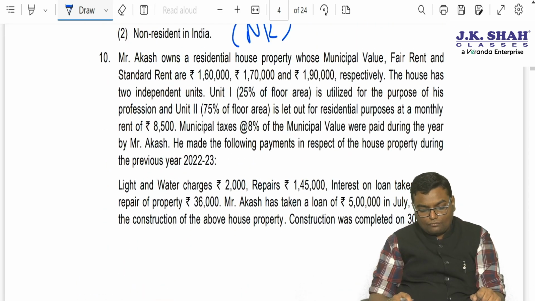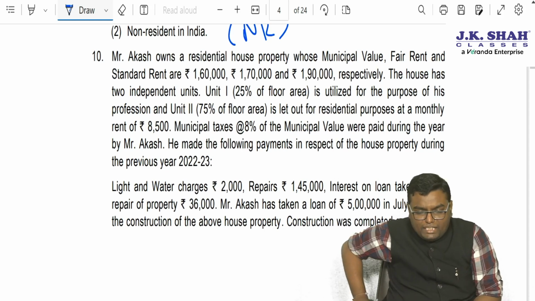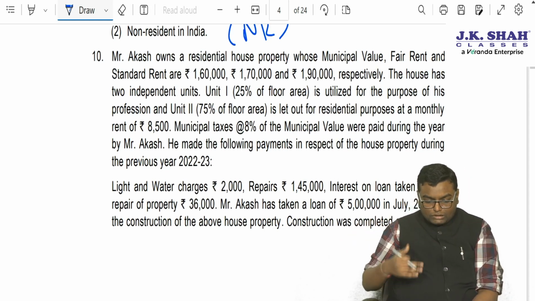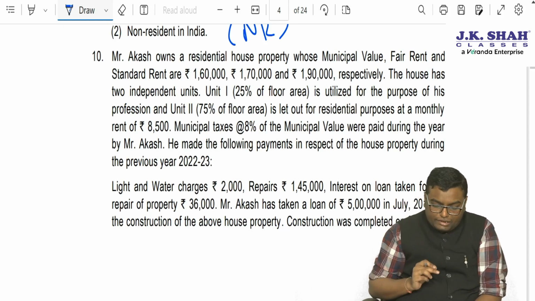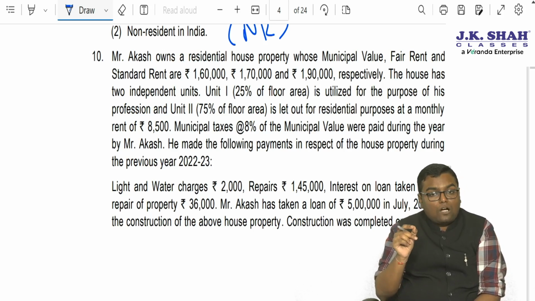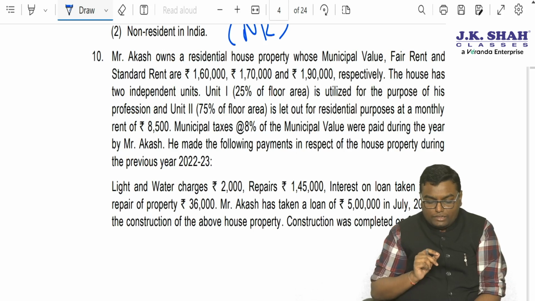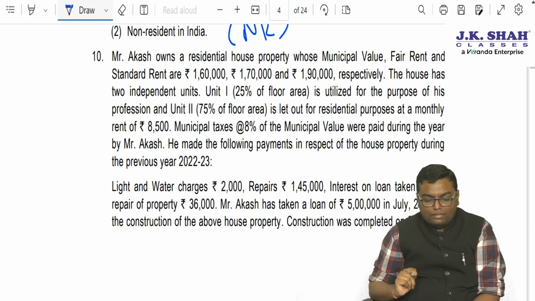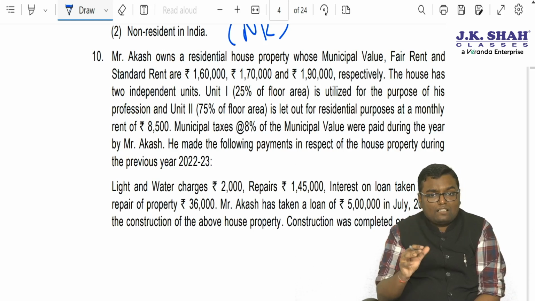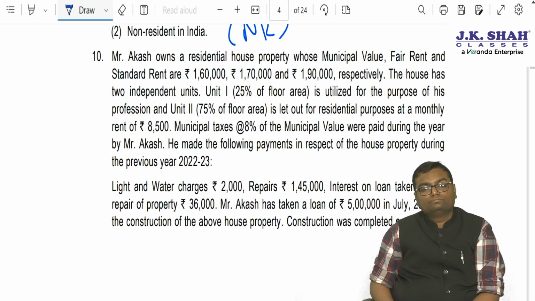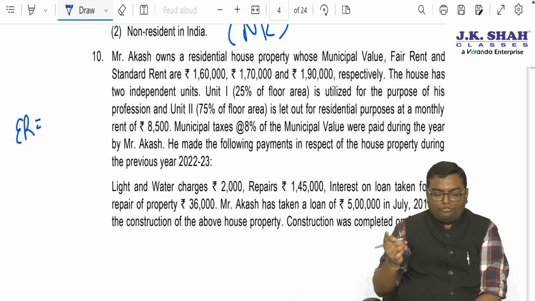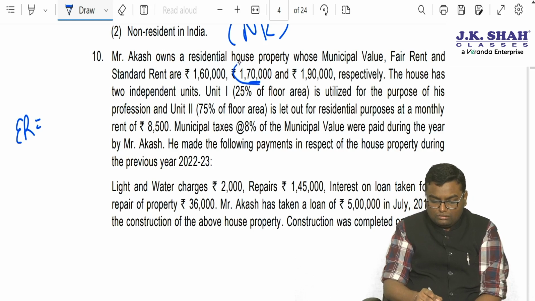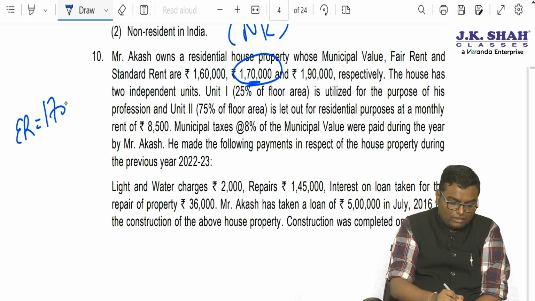Question number 10. Yes, a good question on house property with PGBP. Let us read the question peacefully first of all. Mr. Akash owns a residential house property whose municipal value, fair rent and standard rent are 1,60,000, 1,70,000 and 1,90,000 respectively. What will be the expected rent of the entire property? Municipal value or fair rent, whichever is higher, 1,70,000. That amount or standard rent, whichever is lower, 1,70,000. So the expected rent will be 1,70,000.